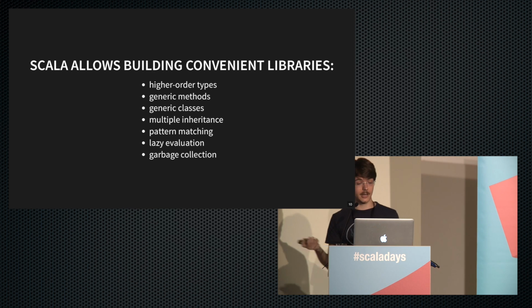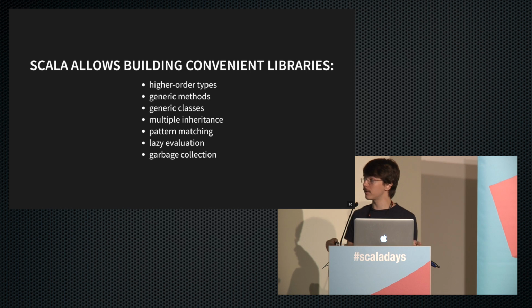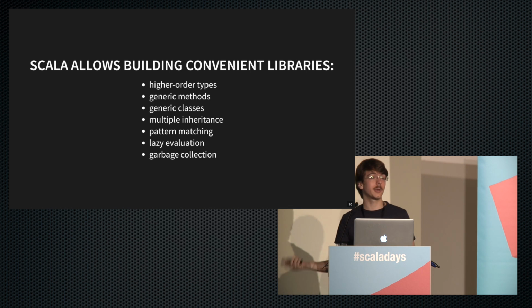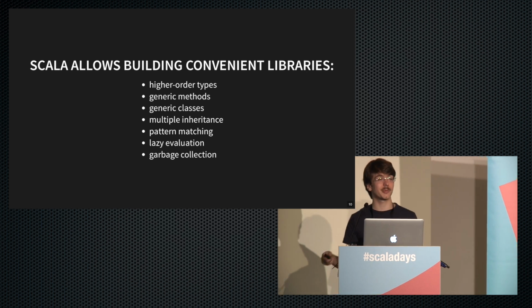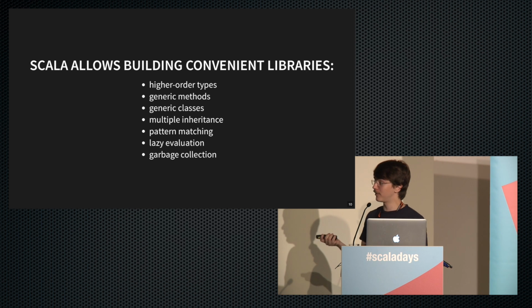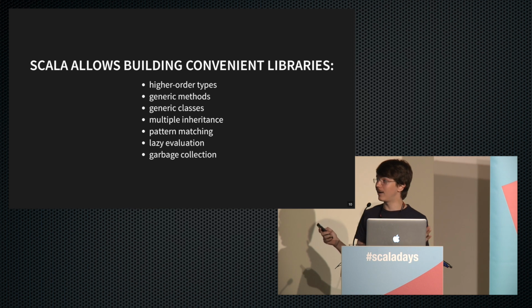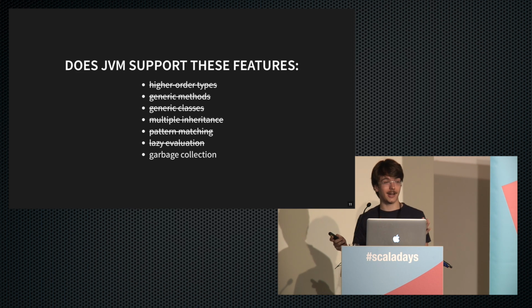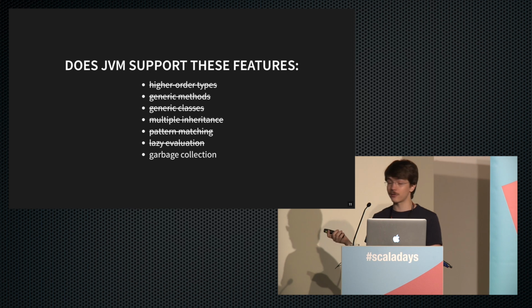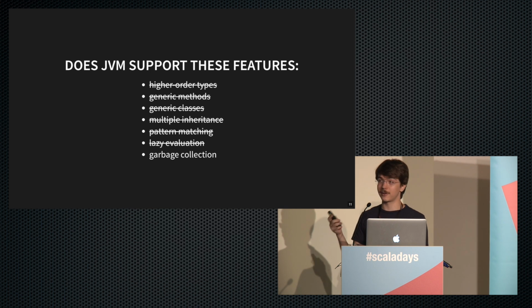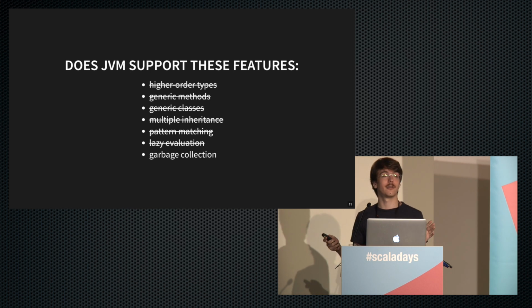We have generic methods like Java has. We have generic classes. We have multiple inheritance. You may argue that Java has it, but it doesn't have multiple inheritance of fields. So we have pattern matching. We have lazy evaluation. We have garbage collection. We have all the features which make you happy. Unfortunately, if we consider all these features, JVM doesn't have any of them. All of these features make JVM not happy. These features don't exist in runtime.